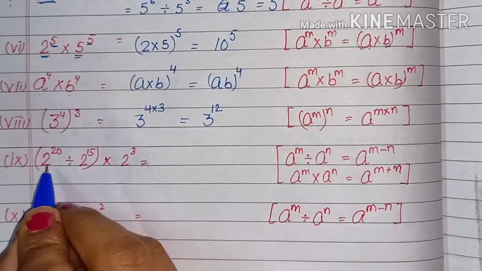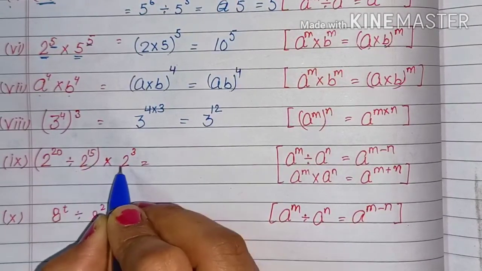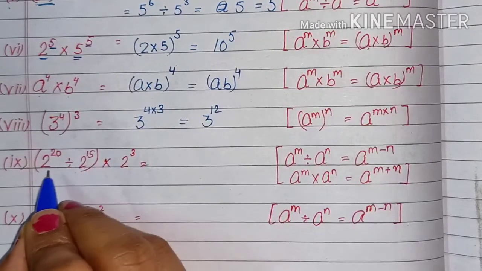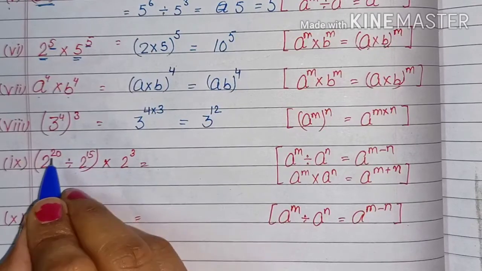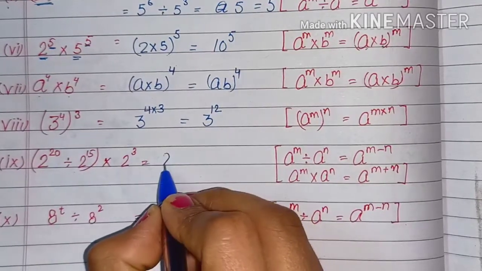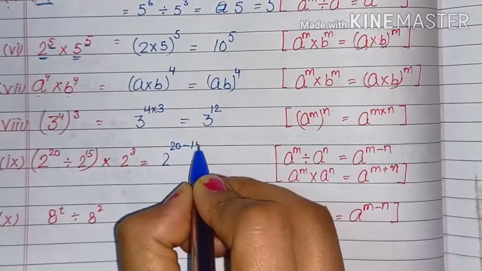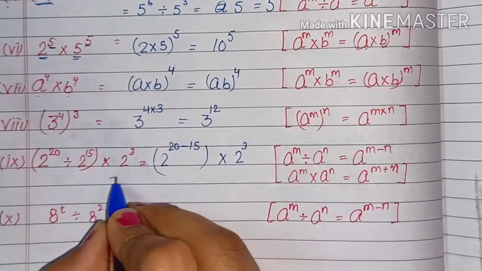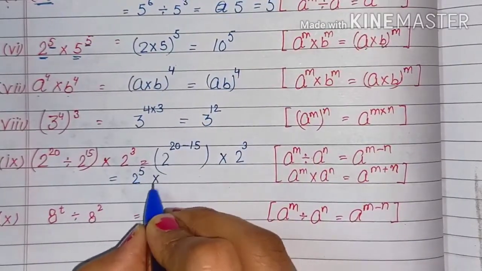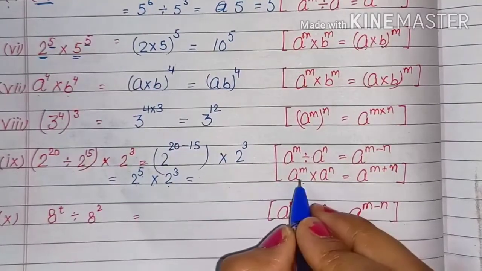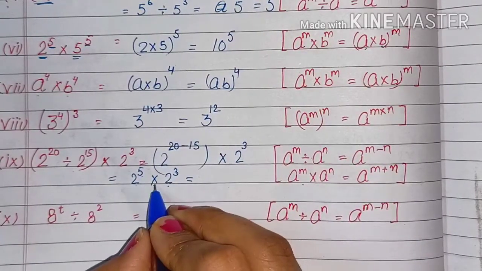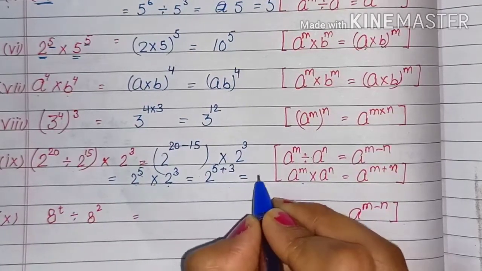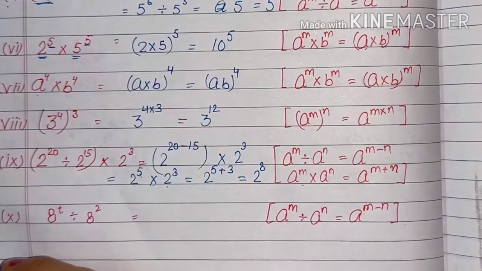In the 9th part we are given 2 raised to power 20 divided by 2 raised to power 15, multiplied by 2 raised to power 3. So first we will use a law here in this bracket. Here the bases are the same, division is there, then we will find the difference of these powers. So it will be 2 raised to power 20 minus 15, multiplied by 2 raised to power 3, using this law. Now it will be 2 raised to power 5 multiplied by 2 raised to power 3. Now we will use this law: if the bases are the same, multiplication is there, then we will add the powers. So it will be 2 raised to power 5 plus 3, which is equal to 2 raised to power 8.